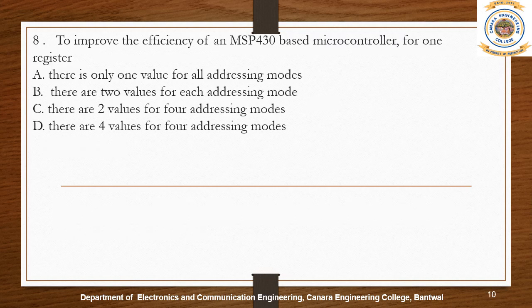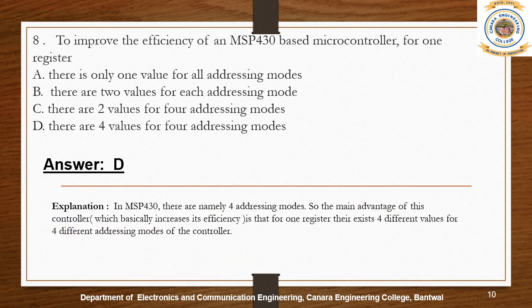In case of MSP430, for 4 addressing modes, there are 4 different values that can be loaded into a processor. Totally, using CG1 and CG2, a total of 7 constant values can be generated in case of MSP430.